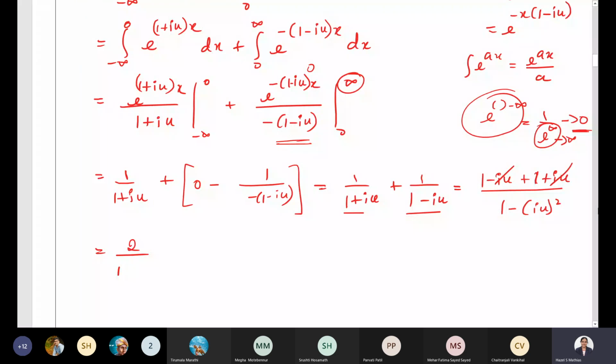See here, i square u square. i square is minus 1. Minus into minus will become plus. So we get 1 plus u square. So this is the Fourier transform of the function f of x is equal to e power minus mod x.